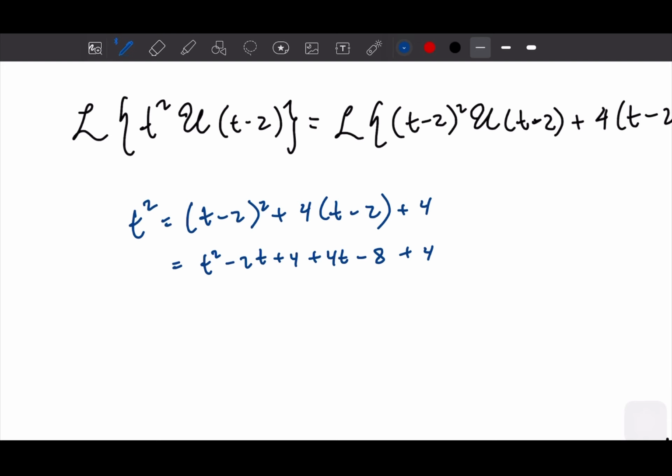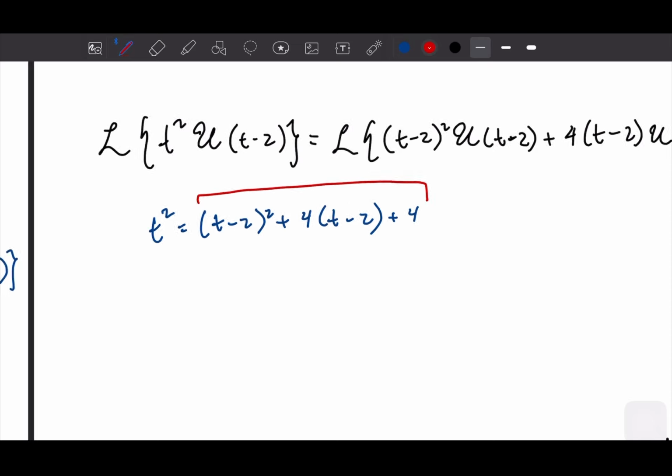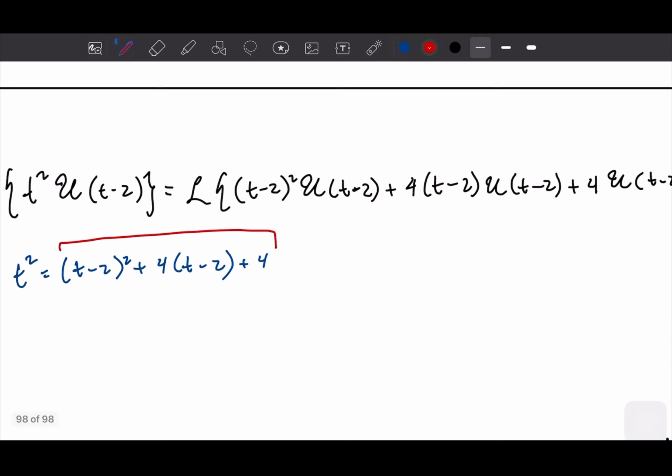So yeah, you could see that, okay, this is correct. Then we are going to use this expression, this expansion here, in our Heaviside form. Okay, so we could write down all of this.